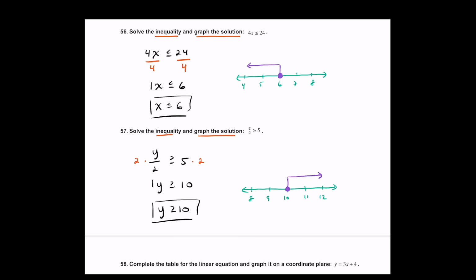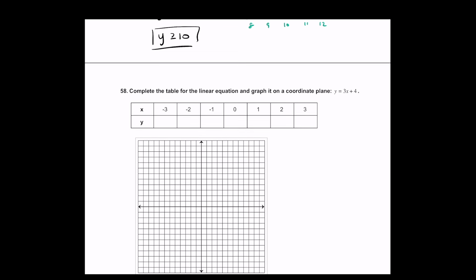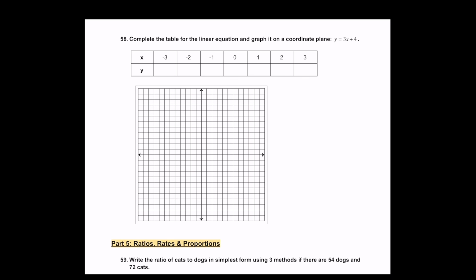Okay. Moving on to 58. Let's see how we do with this. Okay, so we have a linear equation, meaning it's a straight line. We're going to graph it on a coordinate plane. So we're going to make a table here. You might be more familiar with starting with zero or positive numbers, but I'll show you how this works in terms of the pattern.